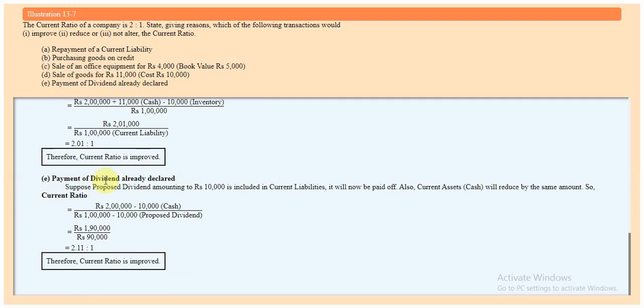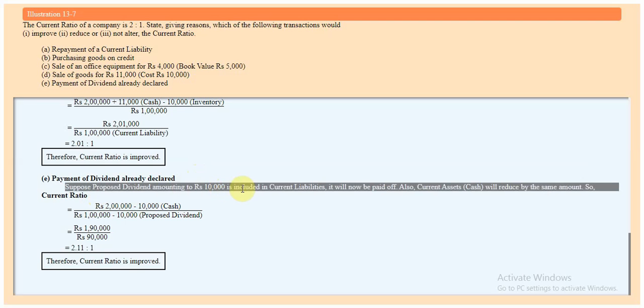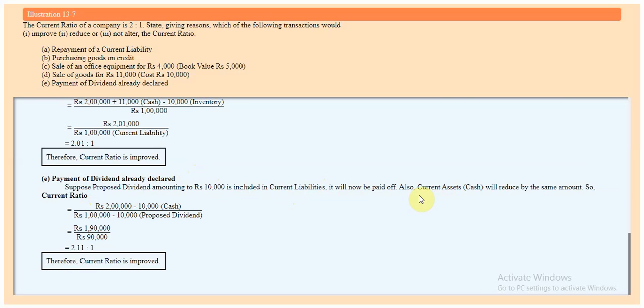So what happens? Company usually declares dividend. So after declaring dividend, the company will take some time to pay that dividend. So now what has happened is the company had already previously declared dividend. So that particular declared dividend is paid by the company. So suppose, let's just assume that the proposed dividend amounting to 10,000 rupees is included in current liabilities. It will now be paid off.